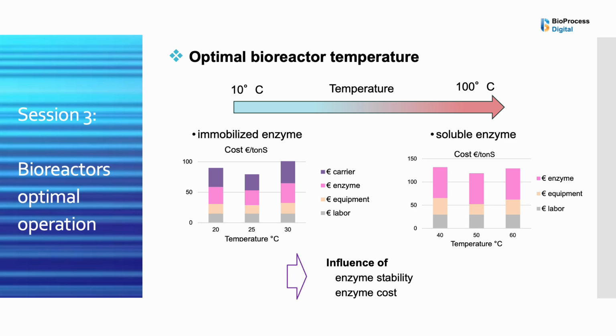Finally, the session addresses the critical question of determining the optimal operating temperature for an enzyme bioreactor. For industrial enzymes, operating temperatures can vary widely, from 10 degrees Celsius to 100 degrees Celsius, depending on the enzyme's characteristics and the bioreactor operation mode. Using bioconversion simulations, you will explore how enzyme stability and enzyme cost play key roles in defining the optimal bioreactor temperature.